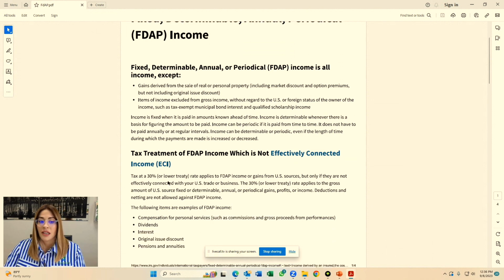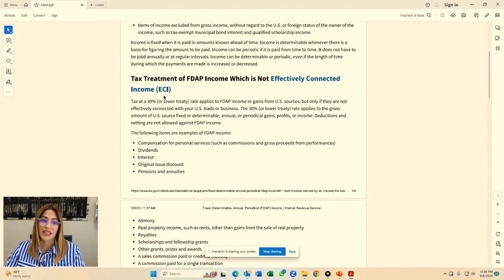So tax treatment of FDAP, which is not ECI, it's taxed at 30%, or the treaties. There's not treaties with every country, but there's treaties with quite a bit, and you could find that information on the IRS website. It applies to the FDAP income or gains from U.S. sources, but only if they're not ECI. And this is very important because there's a couple of exceptions here. All right. 30% applies, or the treaty rate. Okay. And it's applied to the gross amount that you're getting. All right. And deductions, here's the key. Deductions and netting are not allowed against this type of income.